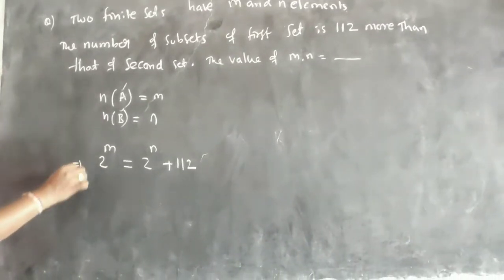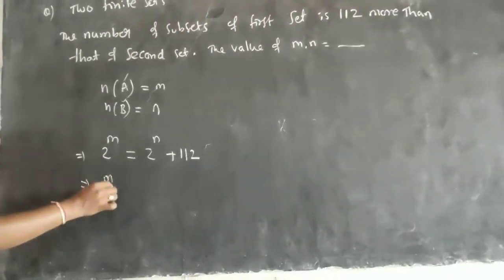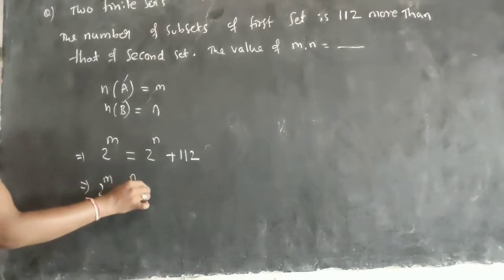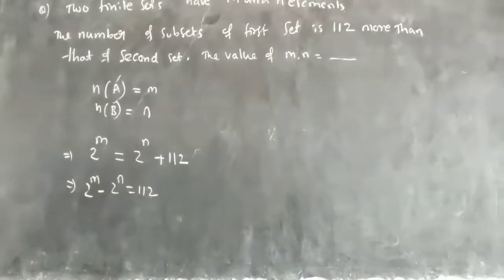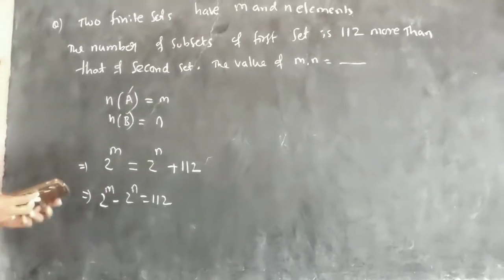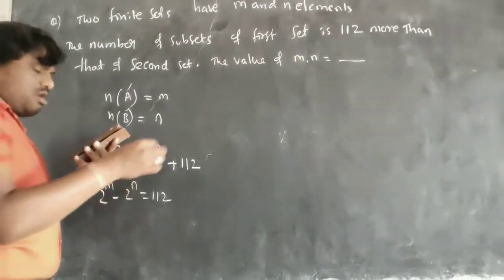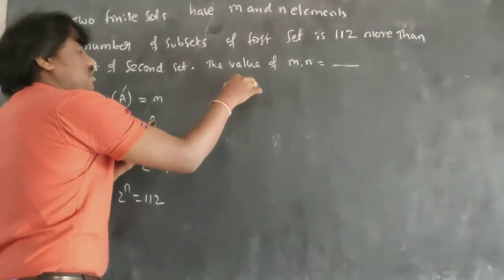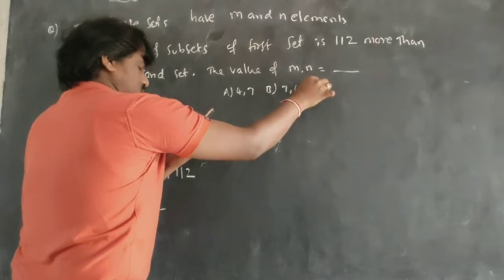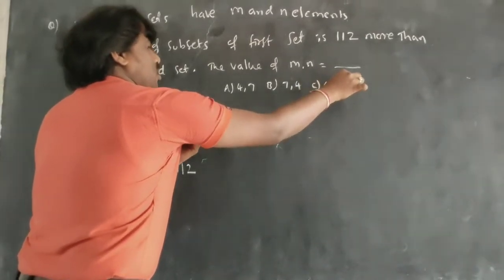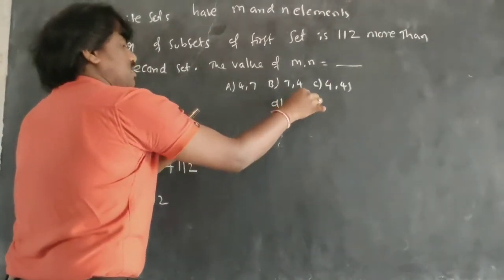So what we do here, in this case, we can write 2 to the power of m minus 2 to the power of n is equal to 112. I did not put options, but according to the options you have to solve this question. Option A 4, 7. Option B 7, 4. Option C 4, 4. Option D 7, 7.